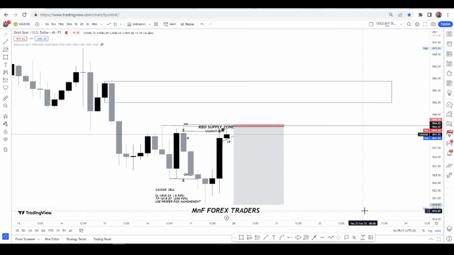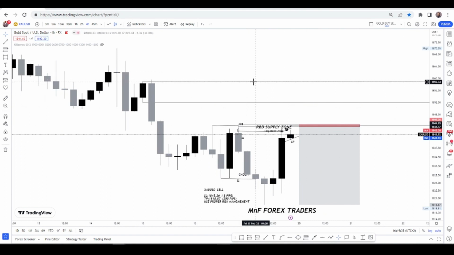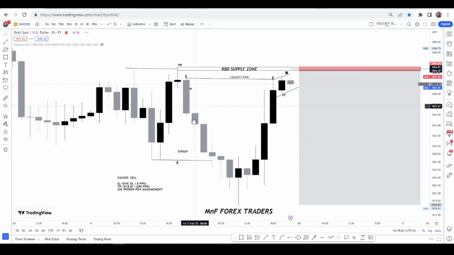So that's the reason why we always have to use a stop loss, because literally anything can happen. So right now, you have to keep in mind that this can act as liquidity as well. But you can clearly see that if you go to the lower time frame, there was also a rally base drop supply zone, and then the market respected this level, and this was the sell.